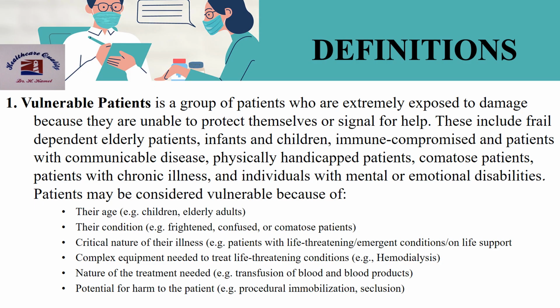Definitions. Number one, vulnerable patients is a group of patients who are extremely exposed to damage because they are unable to protect themselves or signal for help. These include frail dependent elderly patients, infants and children, immune-compromised, and patients with communicable disease, physically handicapped patients, comatose patients, patients with chronic illness, and individuals with mental or emotional disabilities.